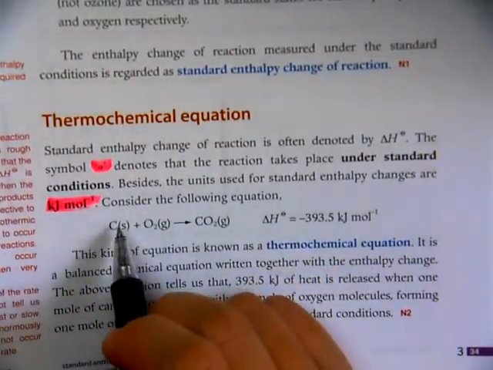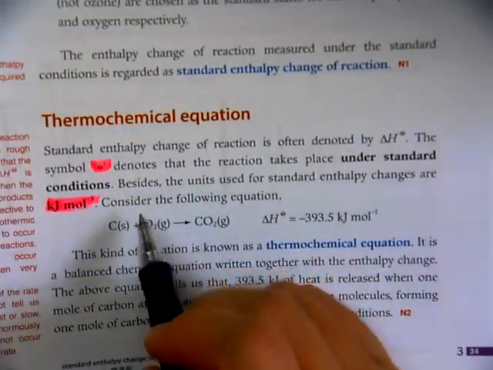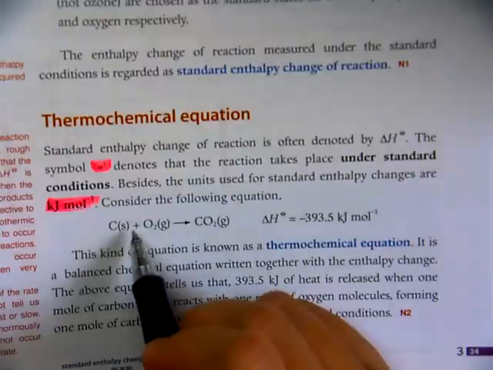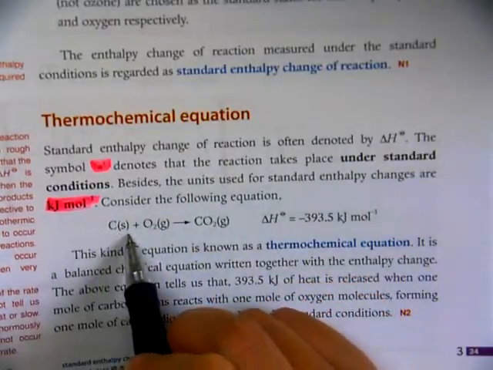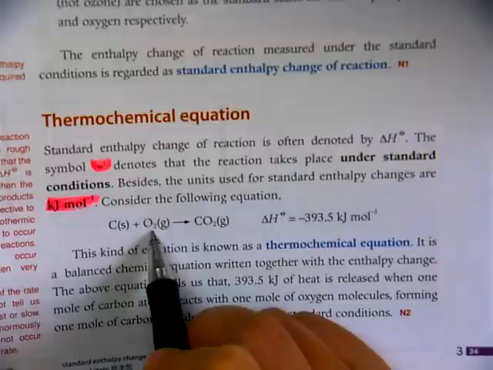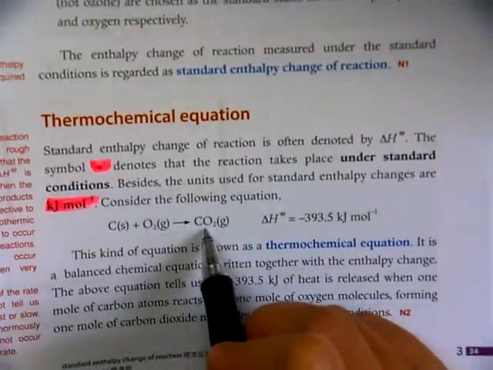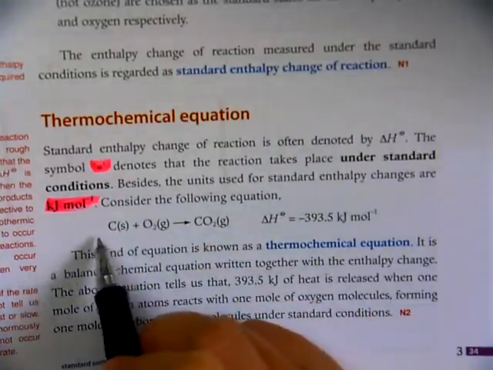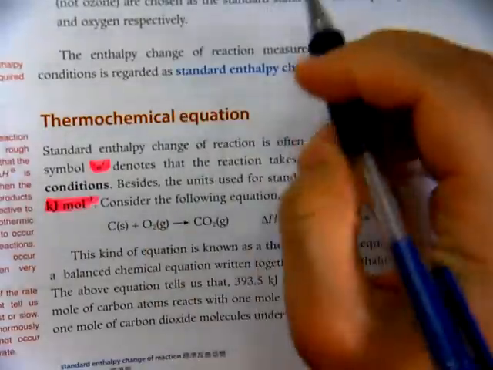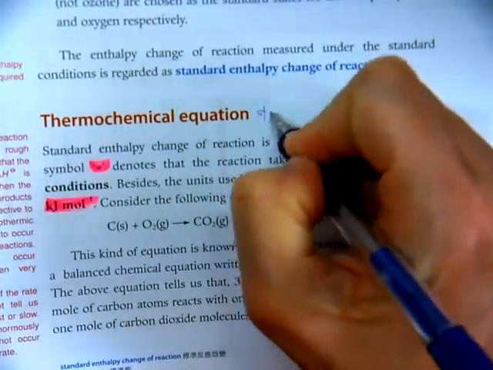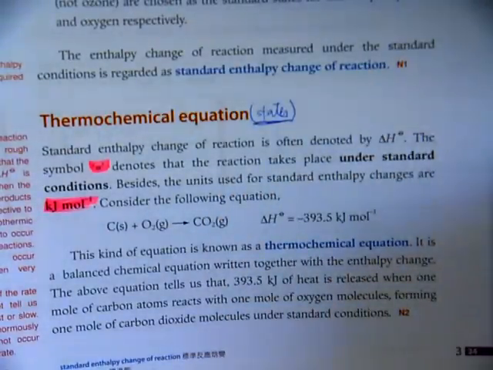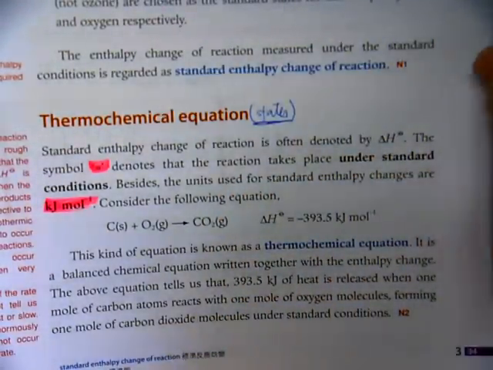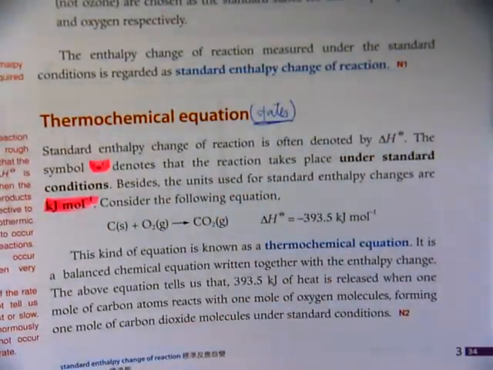Let's use some examples to understand the meaning of standard conditions. Let's talk about this reaction: carbon solid reacts with oxygen gas to form carbon dioxide. Now, first of all, in a thermochemical equation, states are very, very important. Don't miss the state, you cannot miss the state, okay?